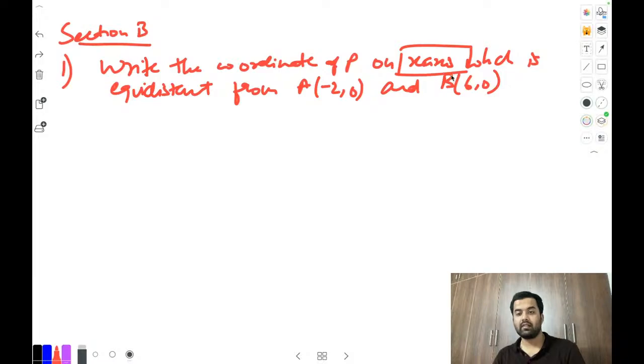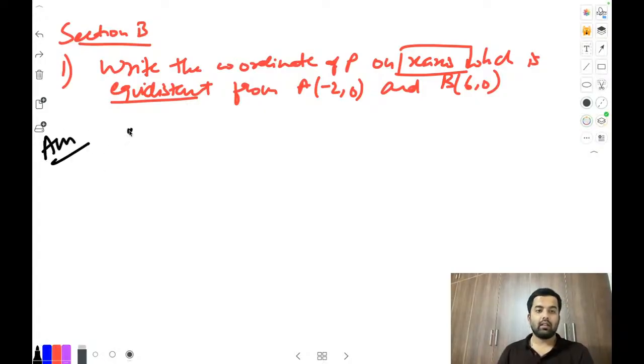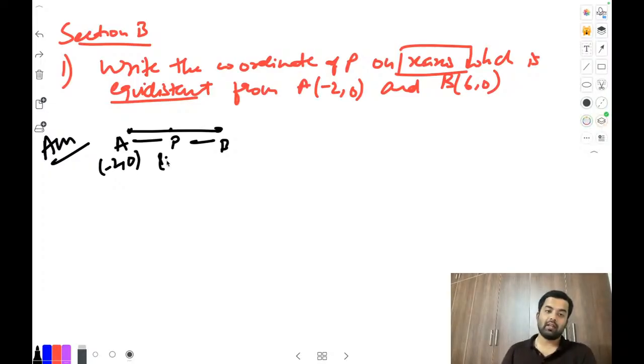X-axis, focus on this one, x-axis. Be alert on this one. Equidistant means you will put them equal. So here you apply the distance formula to get the answer. As we see here we have A point and B point. P is here. Okay, distance is equal. A point is given, minus 2 comma 0. P point, x-axis stands for what? Let me know. x comma 0, right? And B point will be 6 comma 0. Okay, so just find out PA distance, then find out PB distance and compare both. You'll get the answer. Find out PA first.